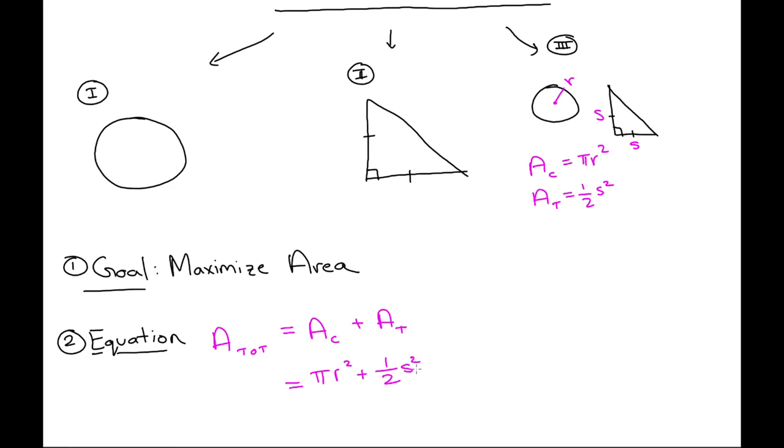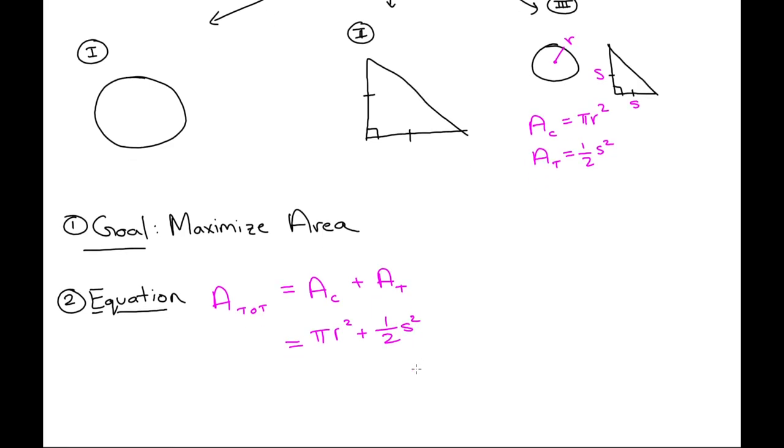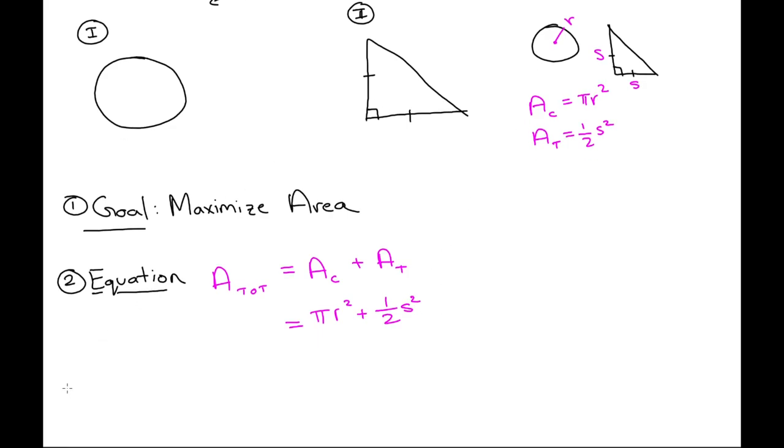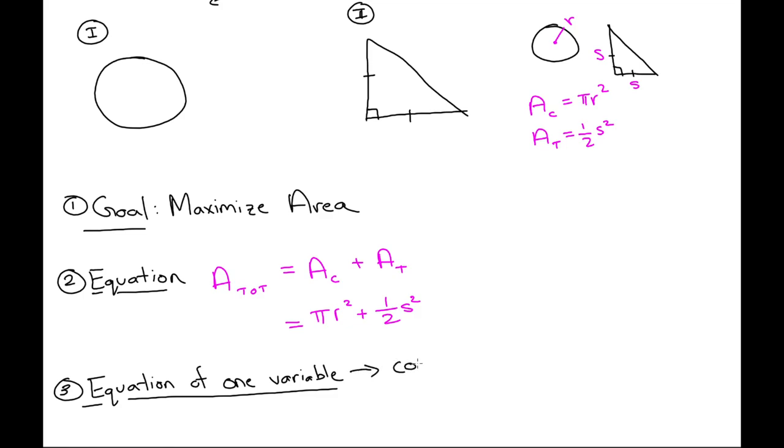Great. Now, however, the issue with that is that's an equation of two variables, right? So we can't really do any calculus just yet with that. So what we're going to need to do is somehow convert that into an equation of one variable, which just happens to be our third step. Okay, an equation of one variable, right? And how we usually do this is we do this using what we call a constraint.